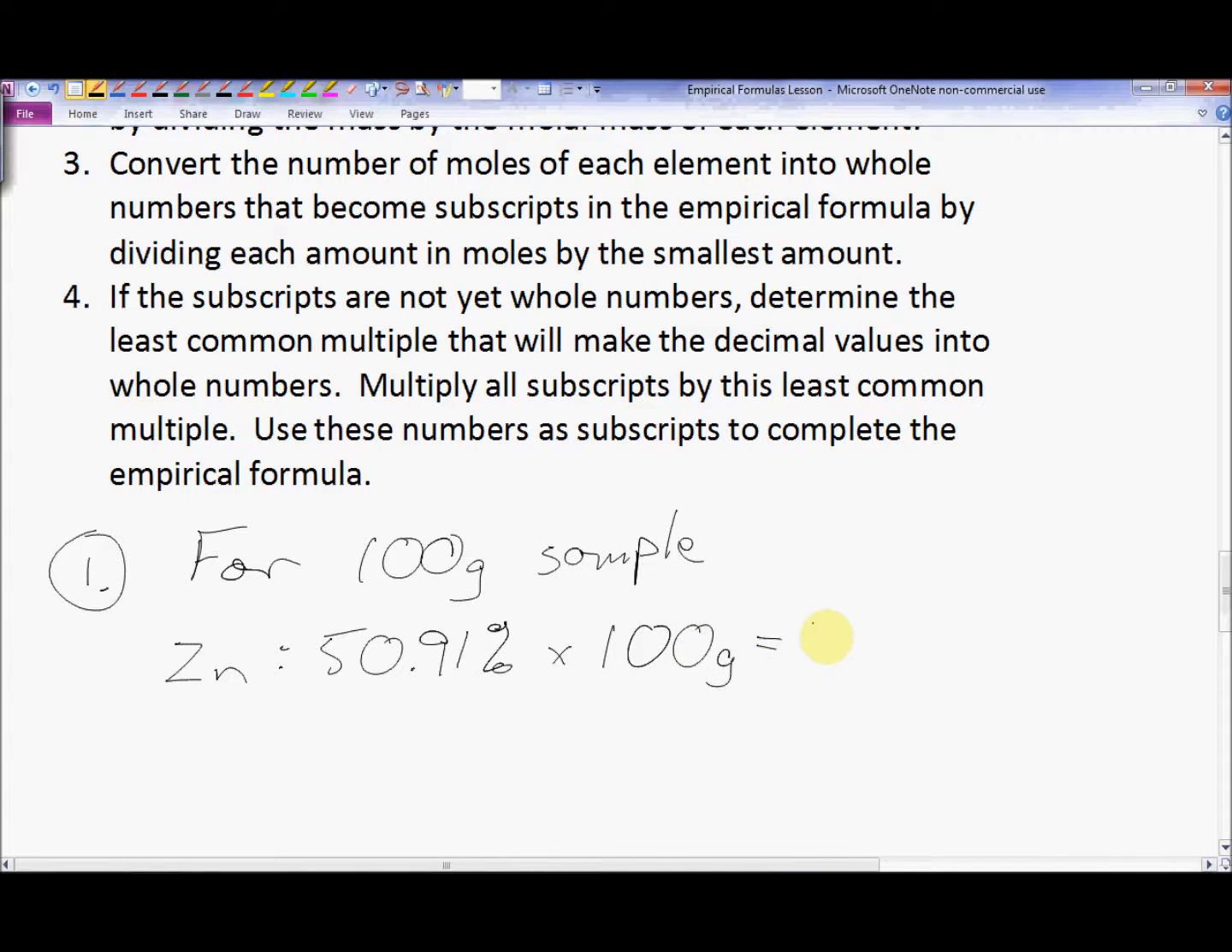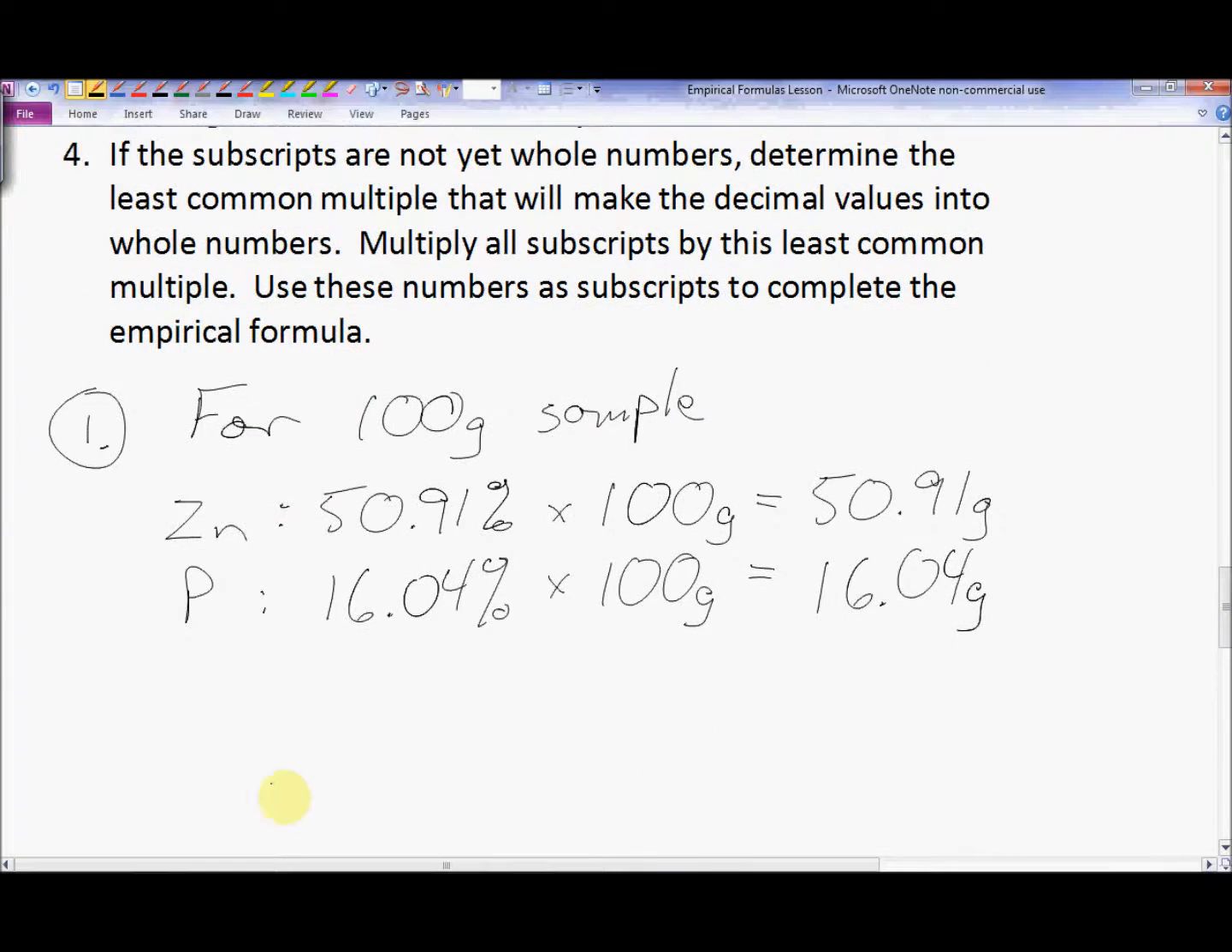In total, zinc is going to make up 50.91 grams of the 100 gram sample. For phosphorus, it makes up 16.04% of the mass. So in 100 grams, we're going to have 16.04 grams. For oxygen, we have 33.05% of the mass, and so that gives us 33.05 grams per 100 gram sample. Okay, so that's step one.